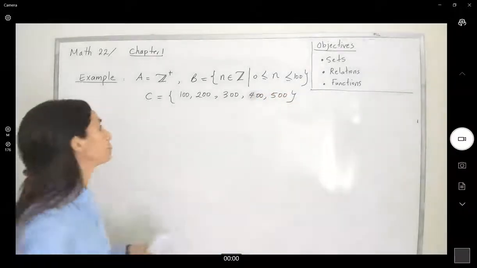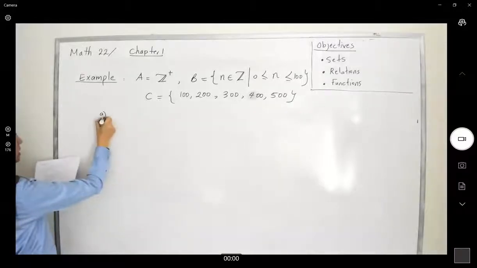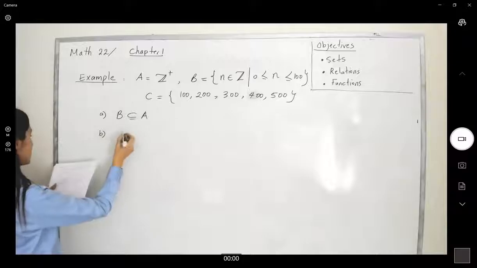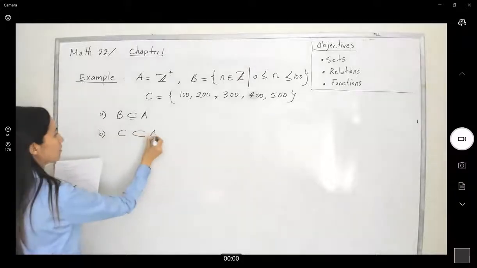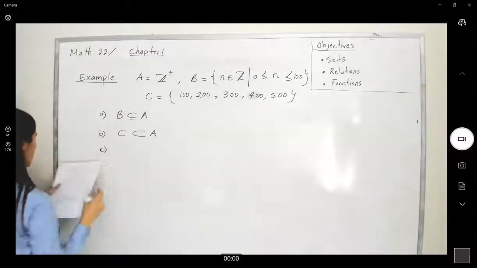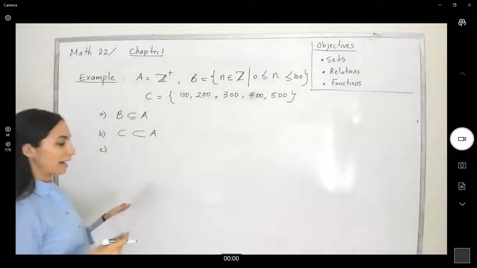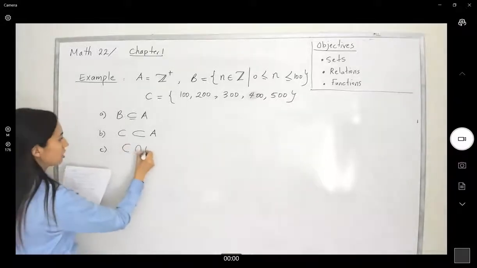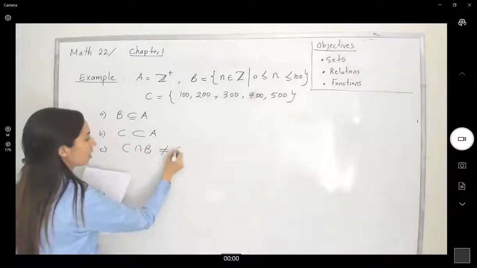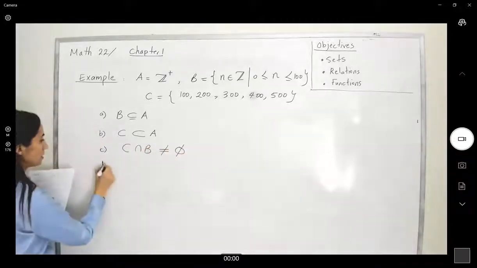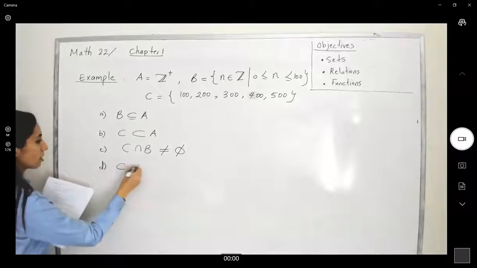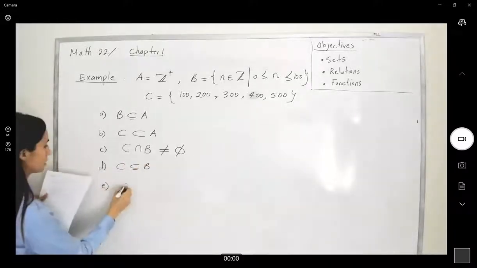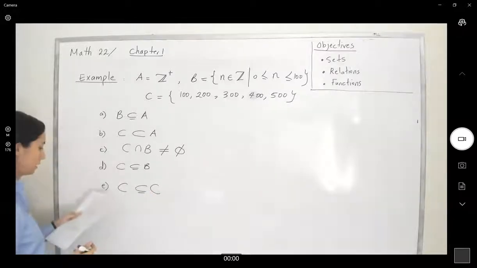So which one is true? Which one is false? A says B is a subset of A. B says C is a proper subset of A. C says C and B have at least one element in common. It means that the intersection between B and C is not empty. And D says C is a subset of B. And E says C is a subset of itself.